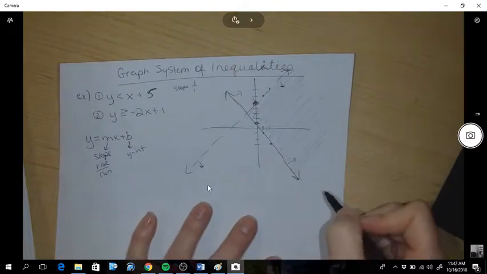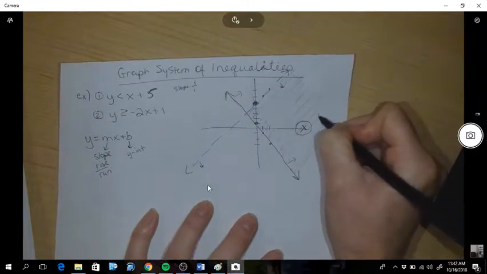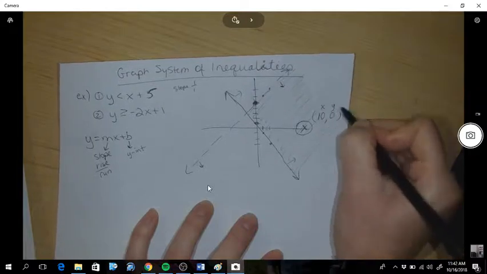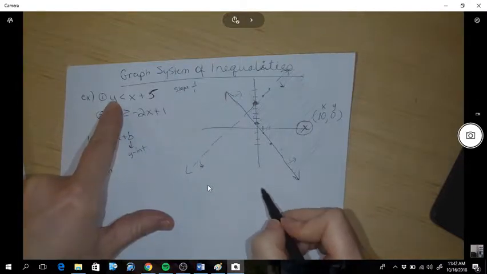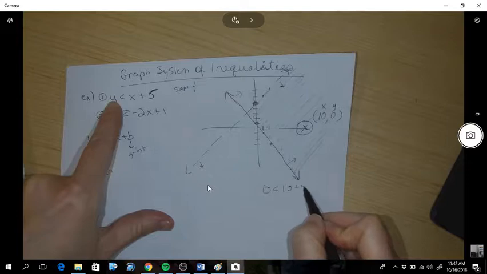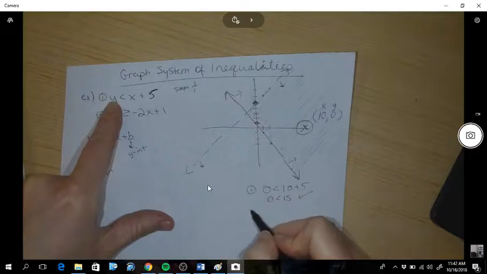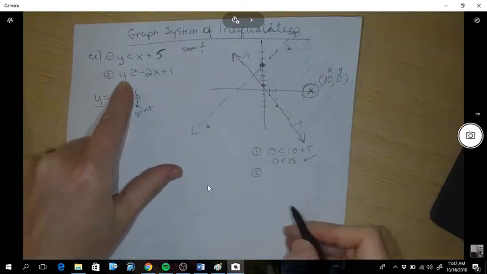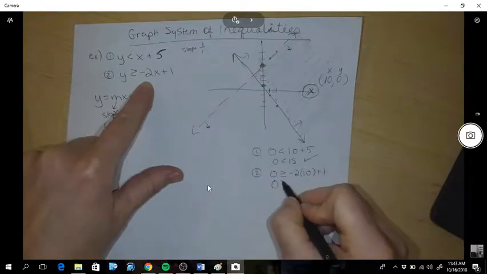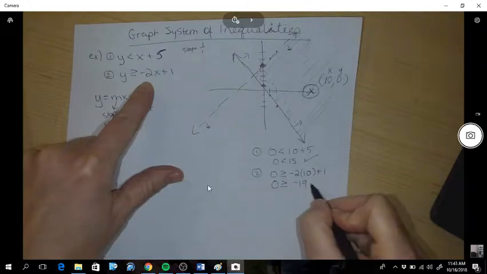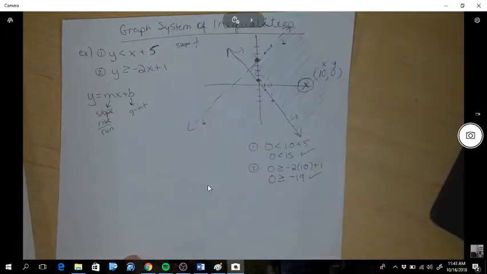Okay, so how can you check? Am I correct with where I shaded? Well, pick a point where you shaded. So here could be the point 10, 0, x, y. Plug that in to each one. So this would be 0 is less than 10 plus 5. Is 0 less than 15? Yes. If I plug it into the second inequality, is 0 greater than or equal to negative 2 times 10 plus 1? Is 0 greater than negative 19? Yes. So this point is a solution, and it is included in our shaded solutions.